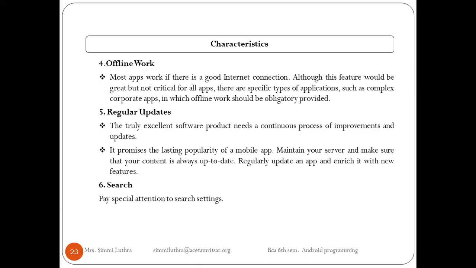Then the fourth characteristic is offline work. Offline work means: mostly apps work when there is a good internet connection, but it is not critical for all apps. So you must predict a situation when the internet connection is absent and create the content and features that will work in an offline mode also. It will be difficult to categorize specific features since they depend on the industry and app type. So you must develop an application which works in offline mode also.